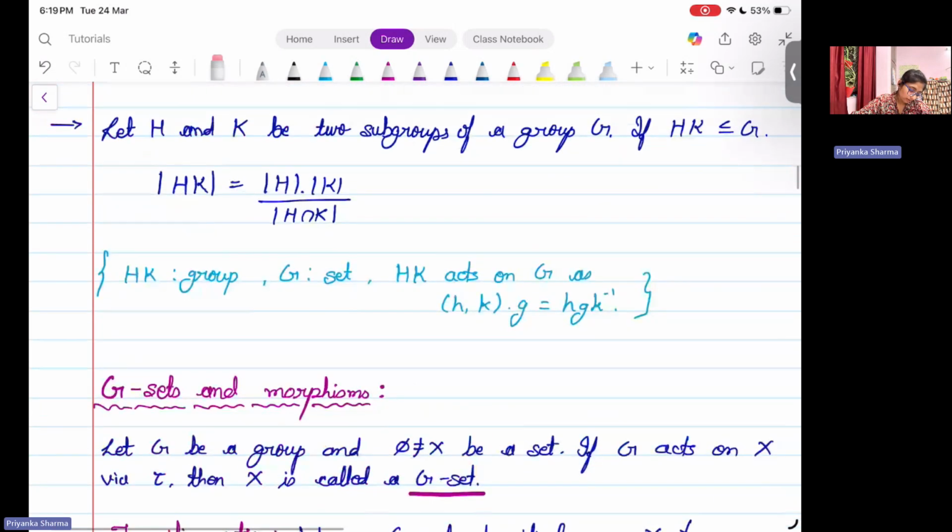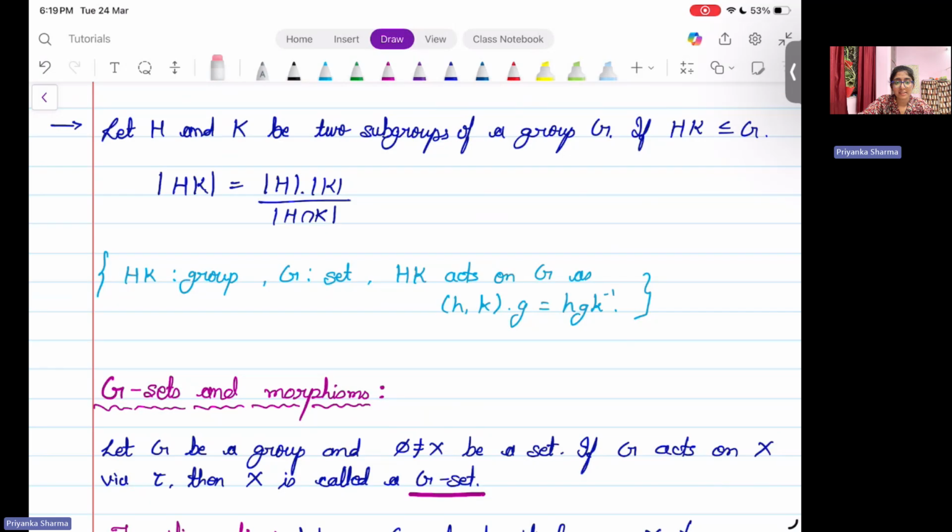Now again, using group action, we can prove this result, which we have earlier discussed. So suppose we have a group G and H and K, they are two subgroups of G. And if HK, that is the product of H and K, is a subgroup. So yeah, this is not always a subgroup. If H and K commute, then we can have the surety. So what will be the order of this group HK?